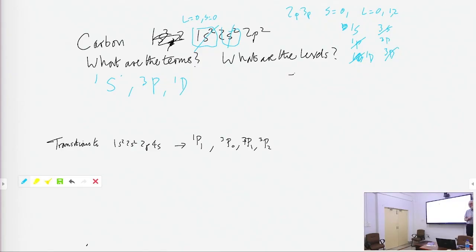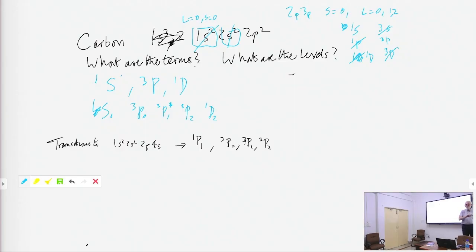So can you tell me what terms? No. Next, your neighbour. Yeah. Sorry, say it again slightly. Singlet S0. Yep. Triplet P0. Yep. Triplet P1. Yep. And triplet P2. Yep. And singlet D2. Right. Good. Right.